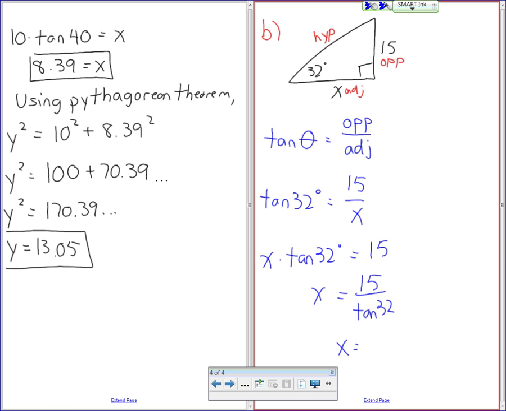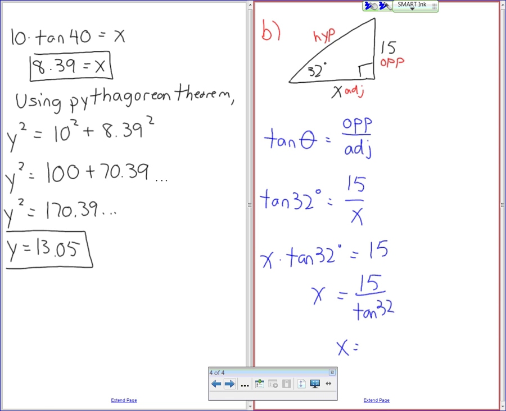Okay, now hold on here. I'm going to explain what I did there. Aiden, go. Tan 32 is just like a decimal, right? So it's x times tan 32. In order to get rid of times tan 32, I just divide by tan 32.